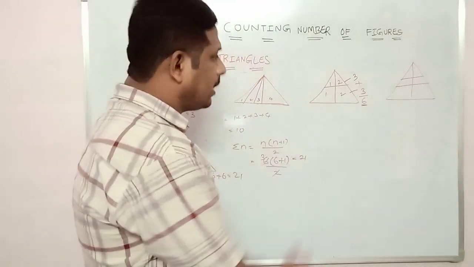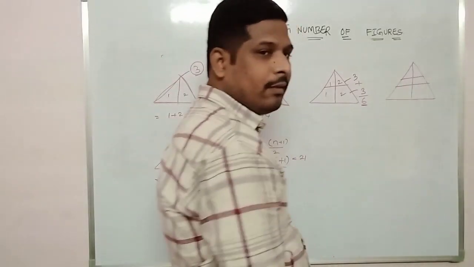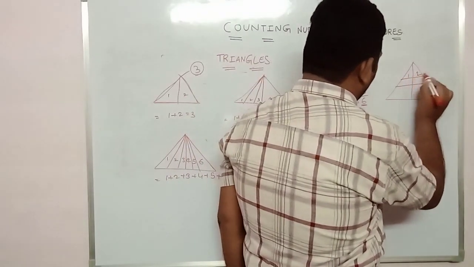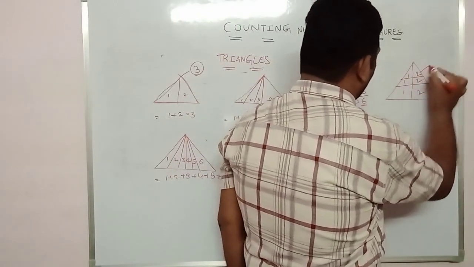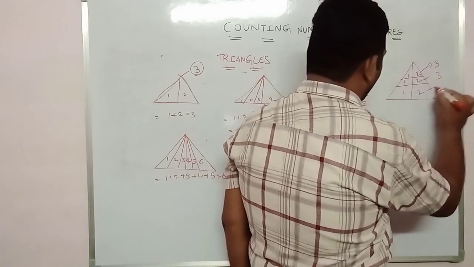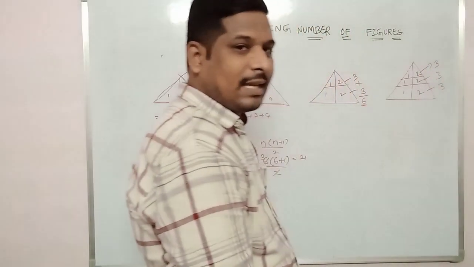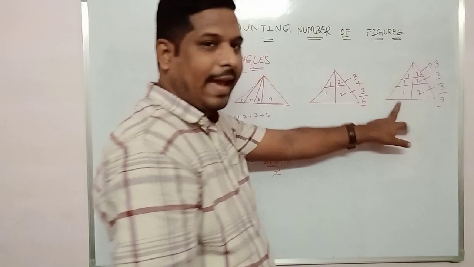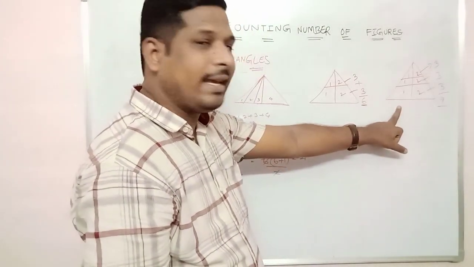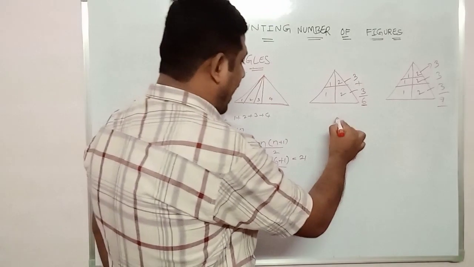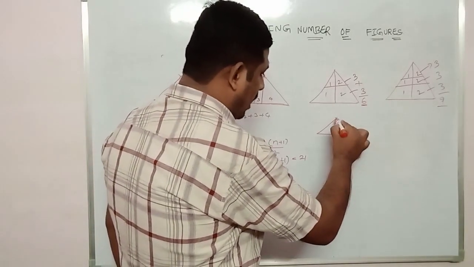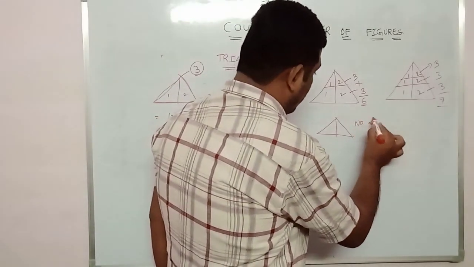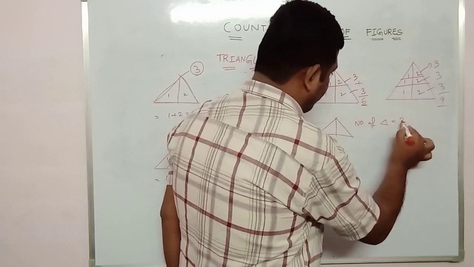Coming to this point, in the triangle, we have a vertical as well as two horizontal cuts. Consider 1, 2, 1, 2, 1, 2. 1 plus 2, 3. 1 plus 2, 3. 1 plus 2, 3. So 3 plus 3 plus 3, which is 9. So the number of triangles in this figure is 9. Clearly it indicates in a triangle with one vertical cut, the number of triangles is 3.